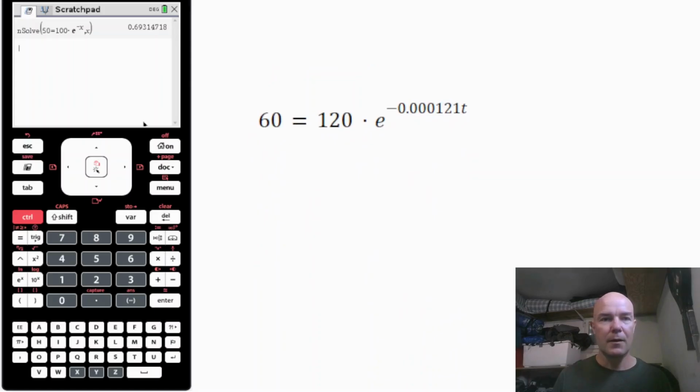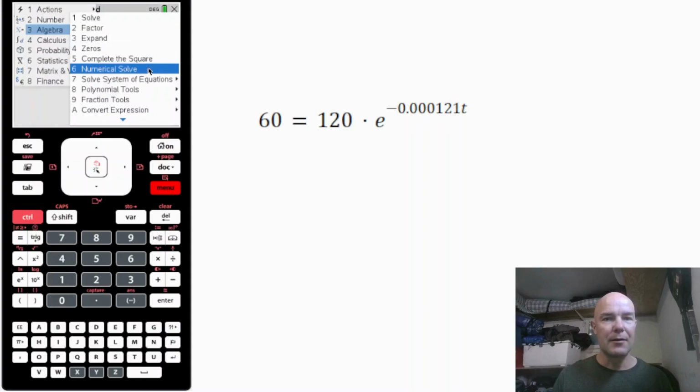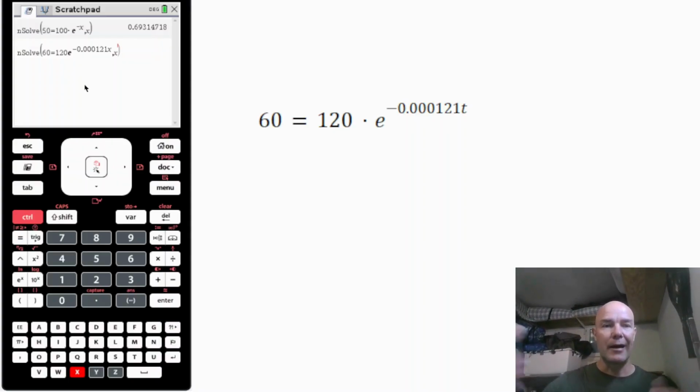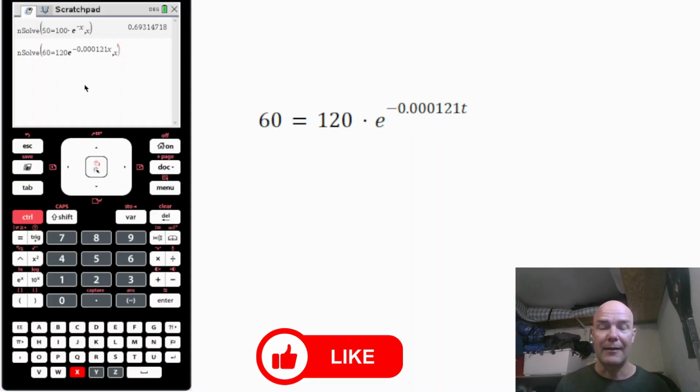Let's do this one. Doing it the same way, menu, algebra, numerical solve, and we type in our equation same way as we did previously. Now here is something that happens when your calculator is in an exam mode. My computer version will solve this, but if your calculator is in an exam mode, in IB exam mode, you are not able to solve it with this command.